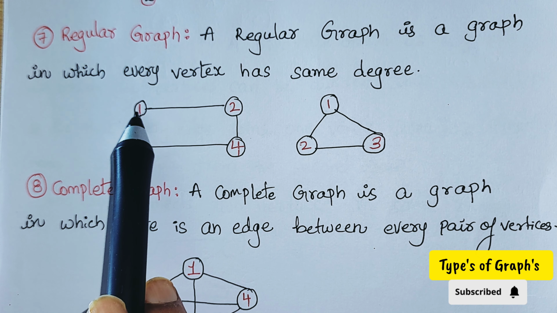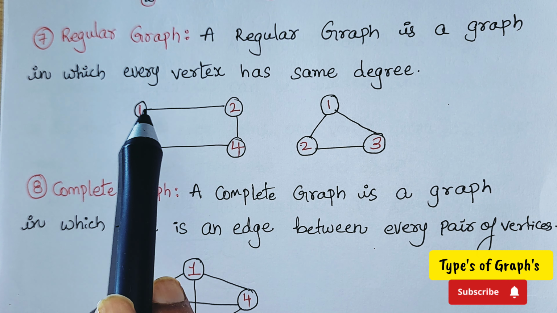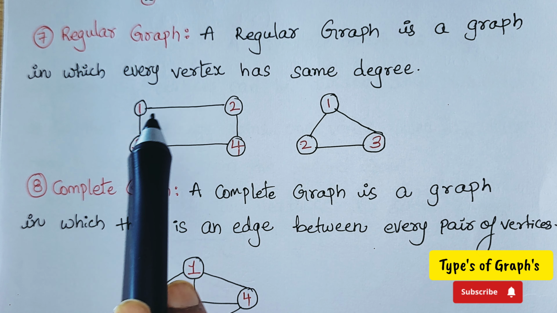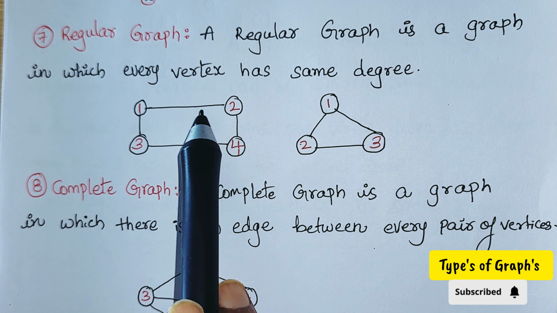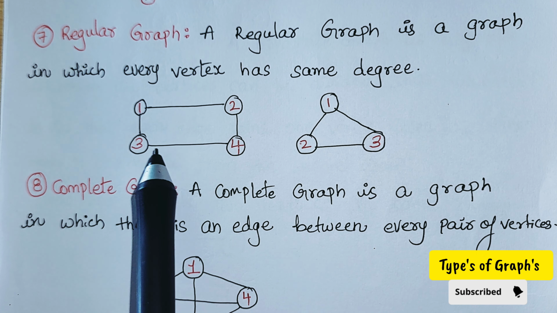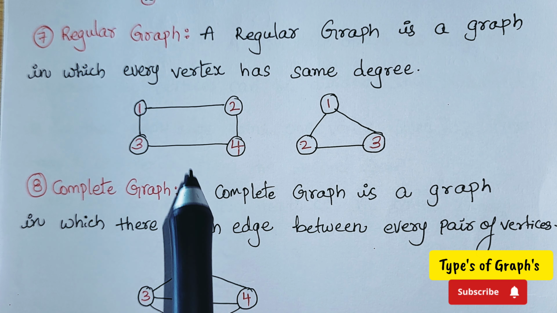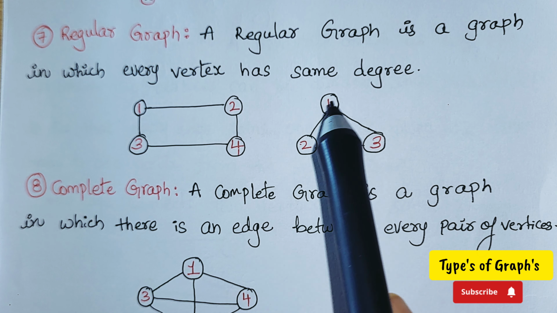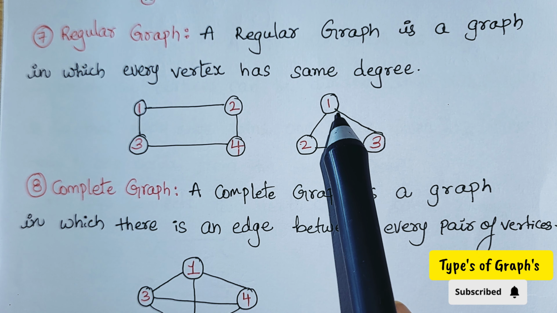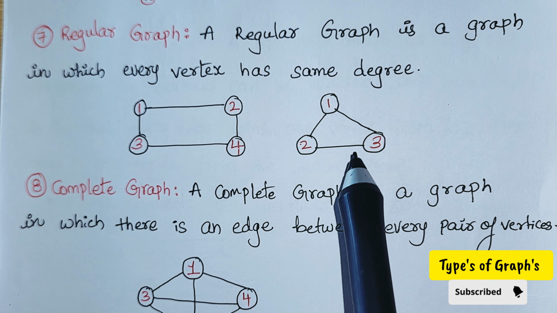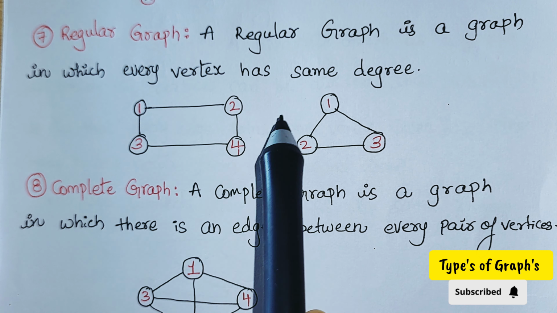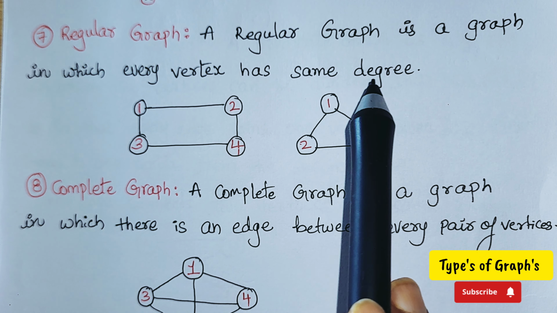The degree of 1 is 2 because the connected edges are 1 and 2. Degree of 1 is 2, degree of 2 is also 2, degree of 3 is 3, degree of 4 is 2. So in this graph also we can say this is a regular graph because 1 is connected with 2 edges, 2 is connected with 2 edges. So what is in the regular graph? Every vertex has the same degree.